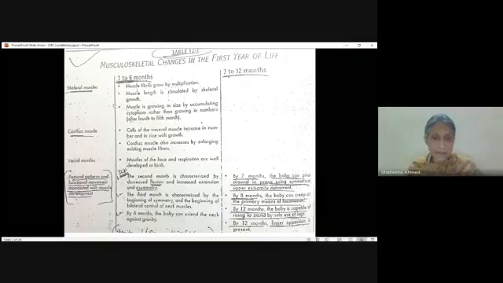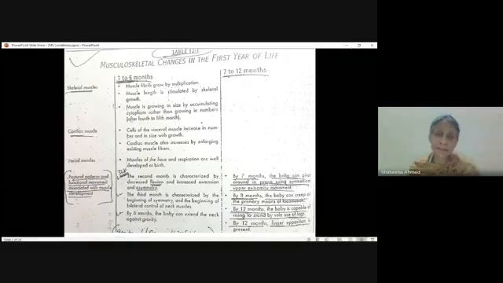And by 6 months, the baby is able to extend his neck against gravity. Babies who are younger than 6 months, you will frequently see they are able to hold up their necks, but after some time, the head just drops to the chest. That is because till then the neck muscles are not that strong. They are able to hold up the head for a small period of time, but they can't do it for a long period of time.